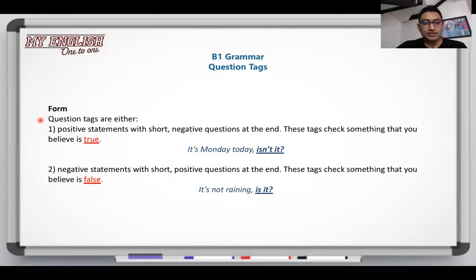Form. Question tags are either one or two. One, positive statements with short negative questions at the end. These tags check something that you believe is true. For example, it's Monday today, isn't it? Point number two. Negative statements with short positive questions at the end. These tags check something that you believe is false. It's not raining, is it?